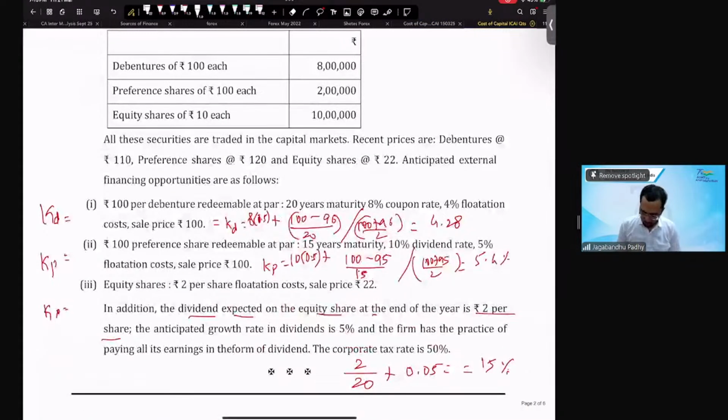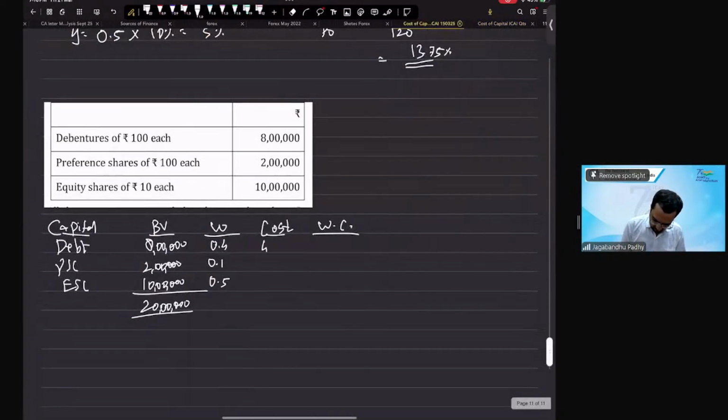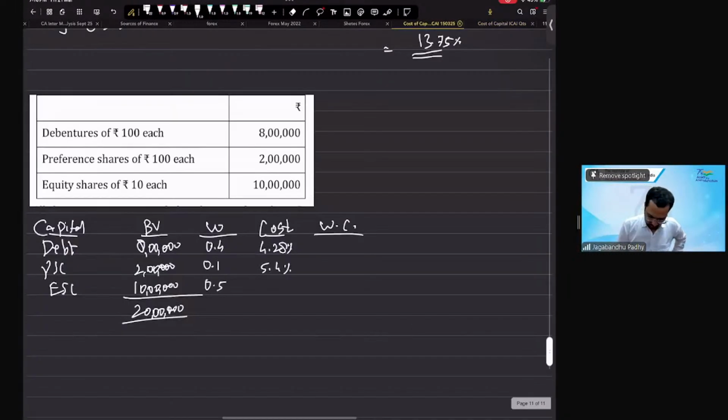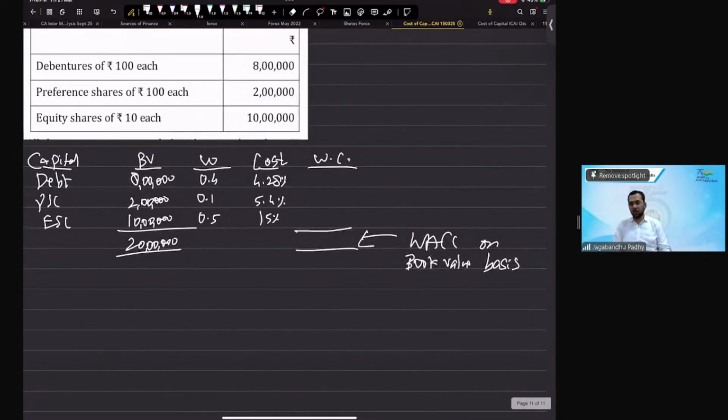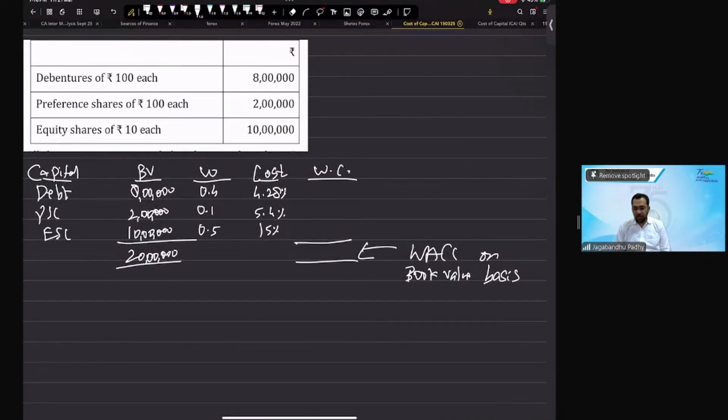And the cost of capital that we have computed is 4.28, 5.4, and 10%. So simply take the weights into cost and give me the total. This is our weighted average cost of capital on book value basis. Give me this total answer, I mean, give me the weighted average cost of capital number.